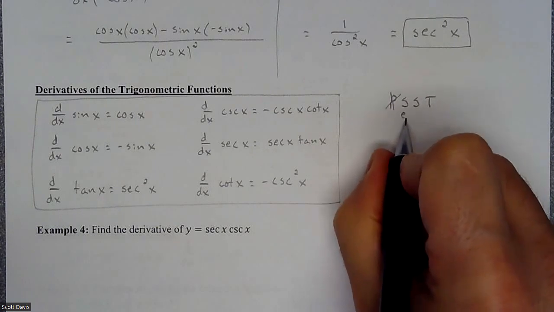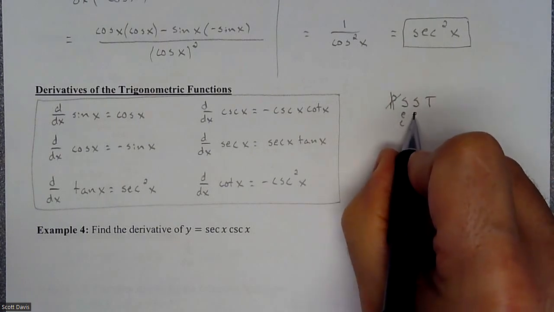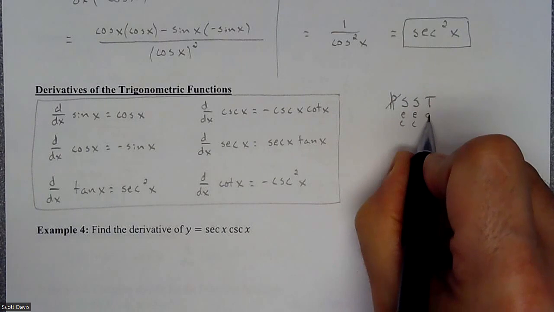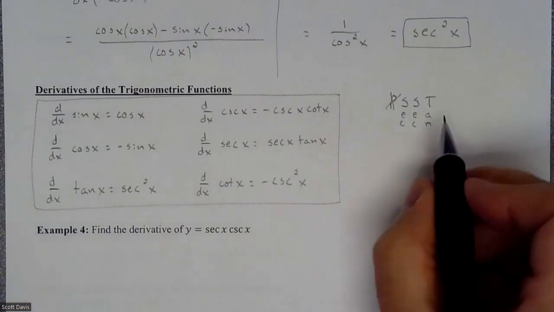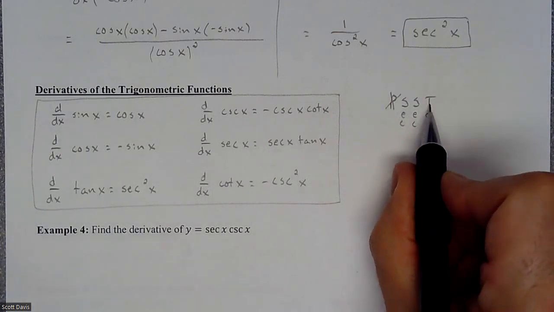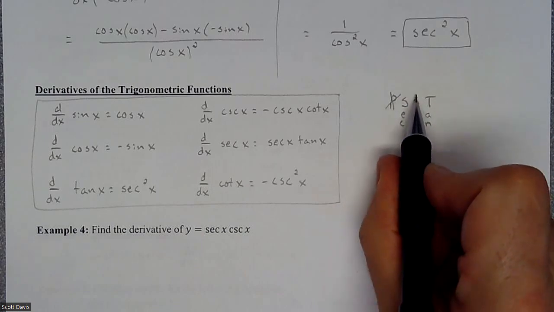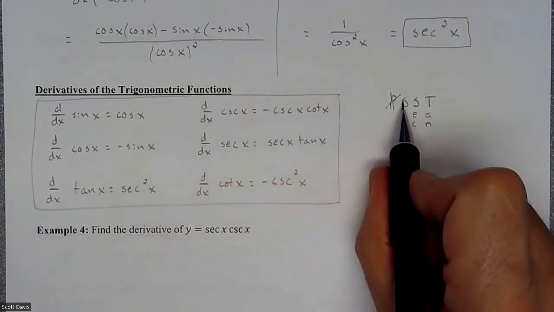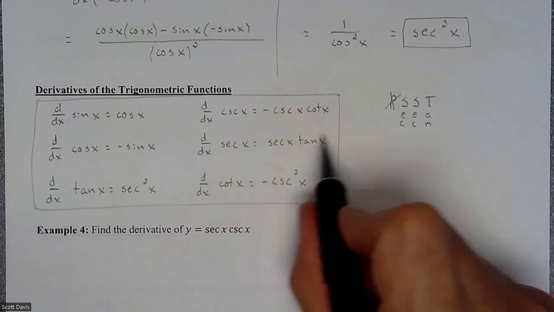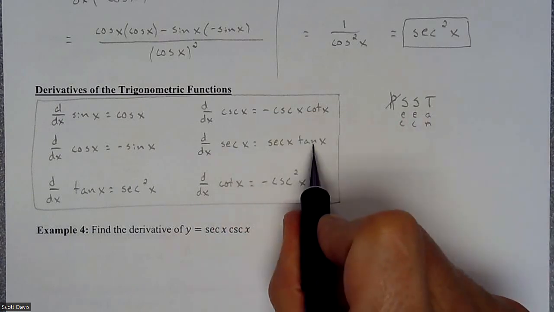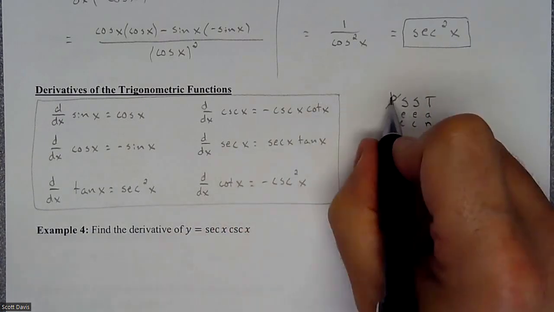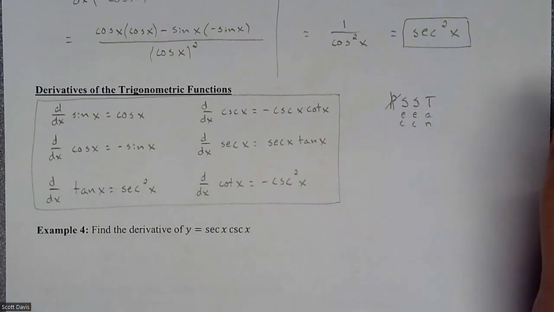That S represents secant, that S represents secant, that T represents tangent. So what I have is the derivative of tangent is secant squared. And the derivative of secant is secant tangent. Perfectly, right? So if I just spell out the word PST, then I have it.